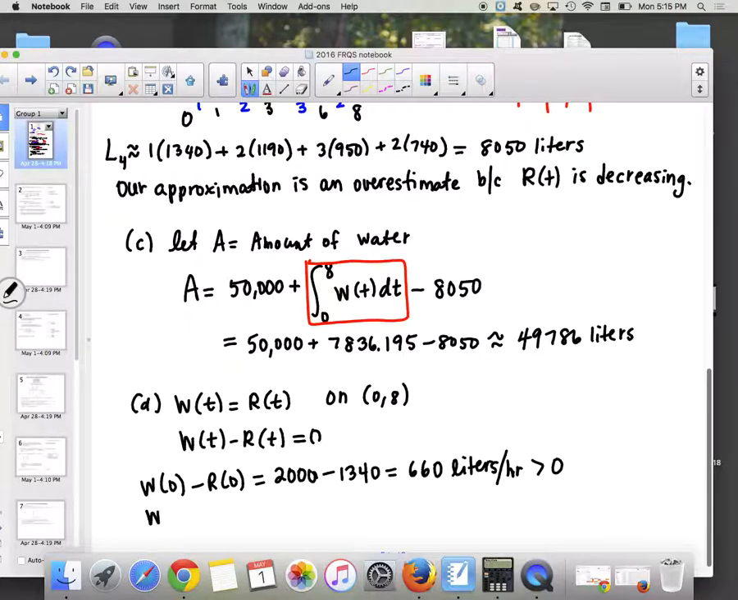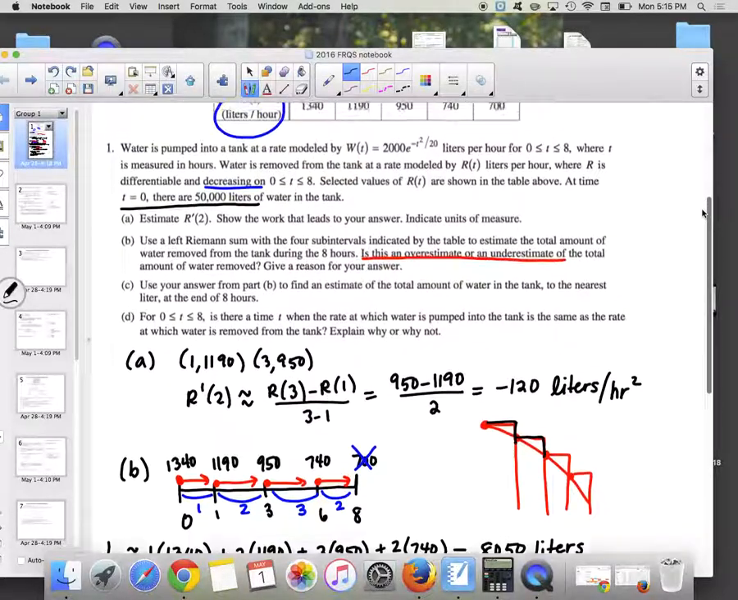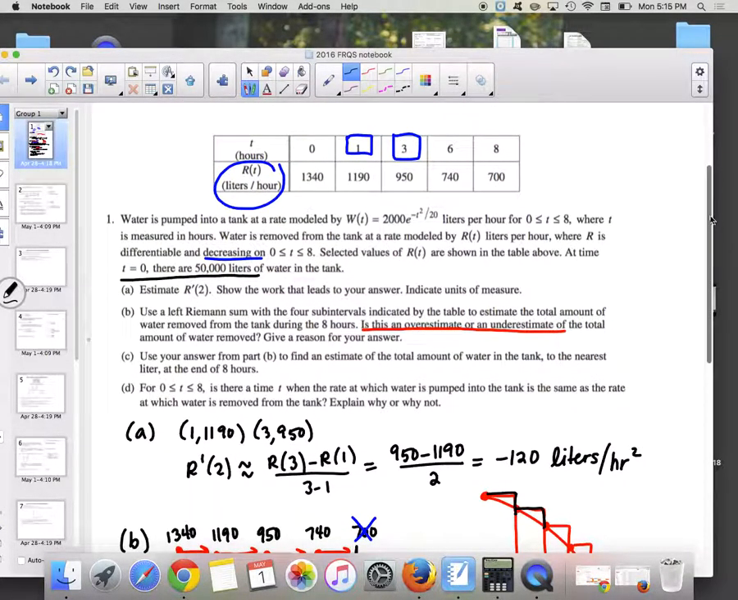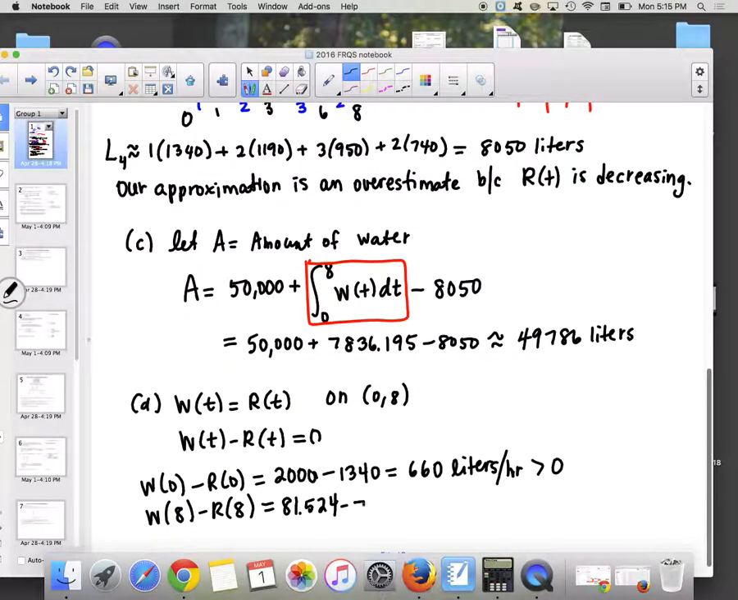But if we talk about W of 8 minus R of 8, W of 8 was that 81 number, 81.524. And R of 8 up in our chart, way up here, R of 8 is 700. So if I subtract those two, I get a negative amount. I get something that's less than 0.